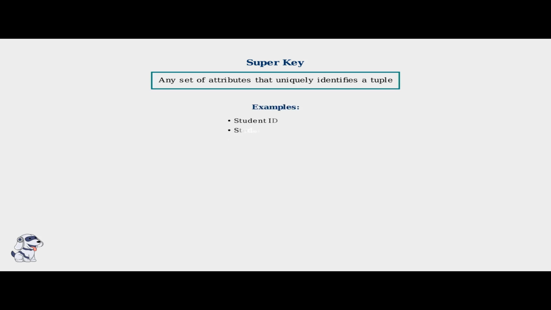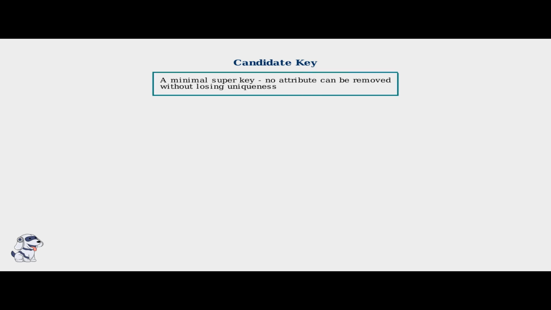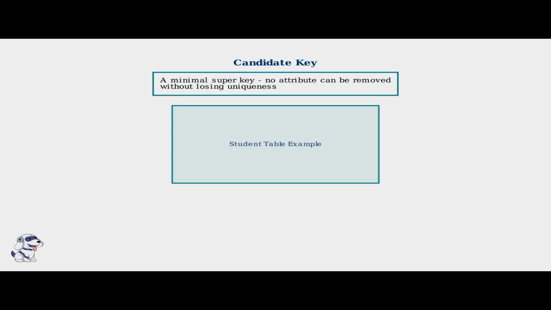For example, in a student table, the student ID alone could be a superkey, but so could the combination of student ID and name, or even all attributes together. The key requirement is uniqueness. Now let's examine candidate keys. A candidate key is a minimal superkey, meaning if you remove any attribute from it, the collection would no longer uniquely identify tuples. Here's a practical example using one of our database images.